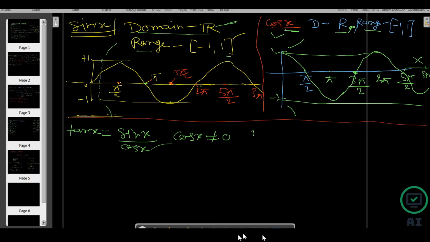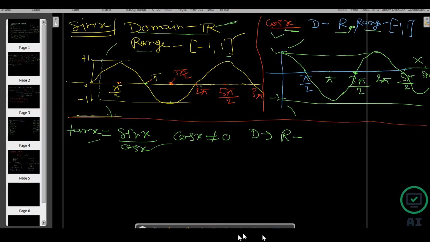And what is the domain of this particular function? So domain is all real numbers. What I said is that this tan x will not be defined for all values of x where the cos x is giving 0. So at pi by 2, 3 pi by 2, 5 pi by 2, we have to subtract these from the real numbers.